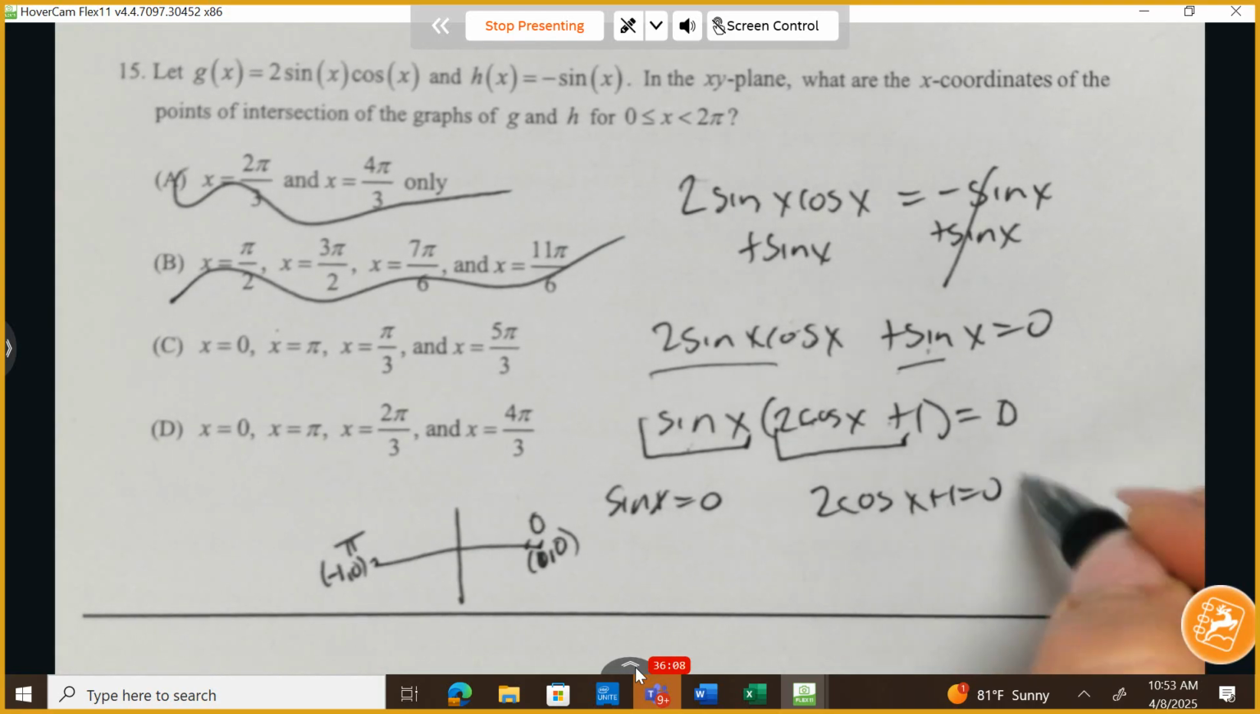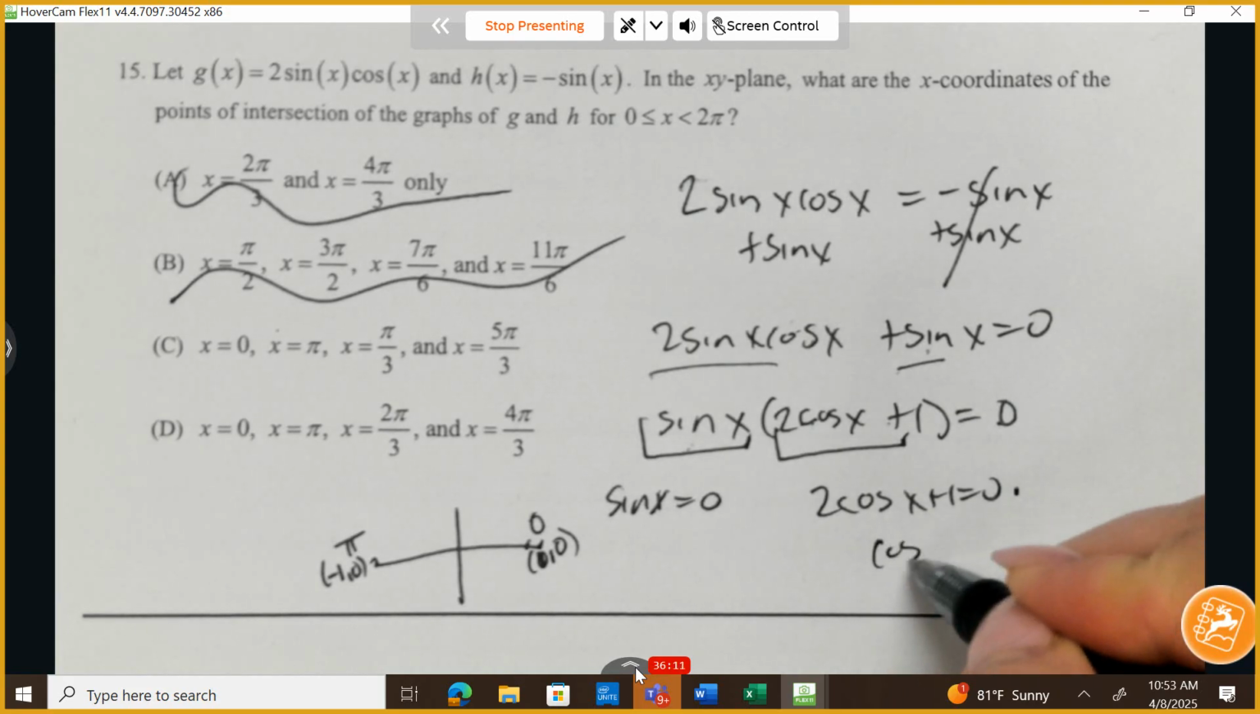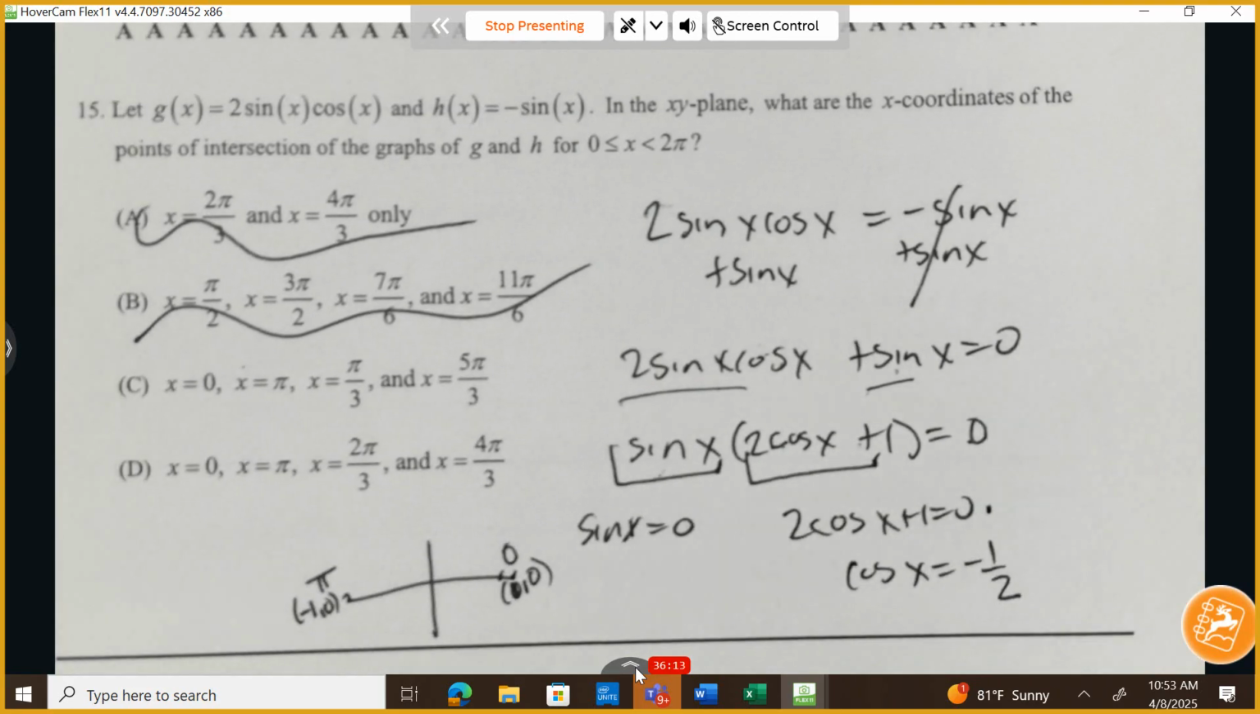Now I'm going to go really quick here. I'm going to subtract 1 to the opposite side and then divide by 2. So I get the cosine of negative 1/2. Now, let's see what we can do here. I want you to think smart.